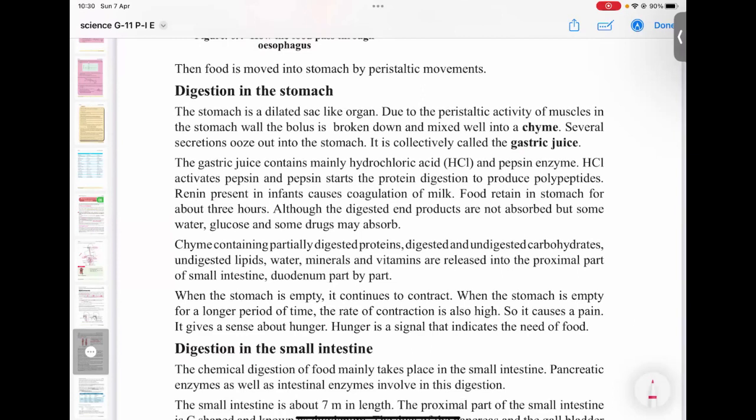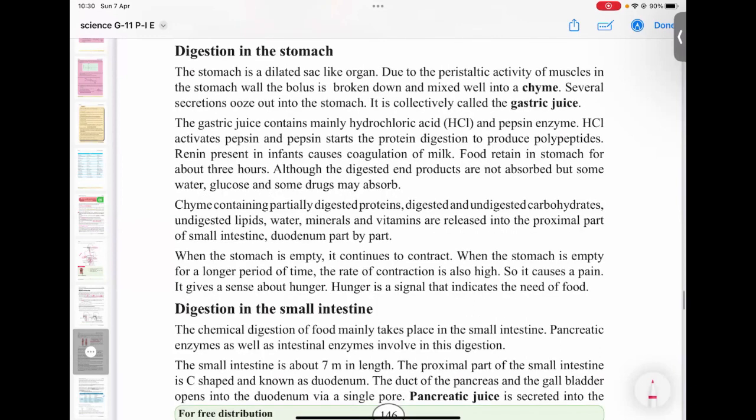So in the esophagus you call it bolus. Now you call it chyme. The name gets changed from time to time. This chyme will be mixed with something called gastric juice. Gastric juice is a secretion from the stomach, and it will have some chemicals. What are they? Hydrochloric acid. You all know hydrochloric acid, a strong acid, right? Then you have the pepsin enzyme. So again, you know enzyme.